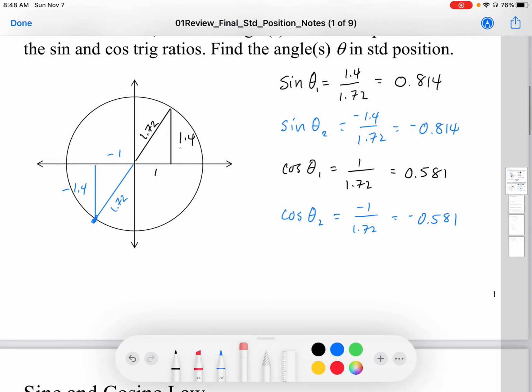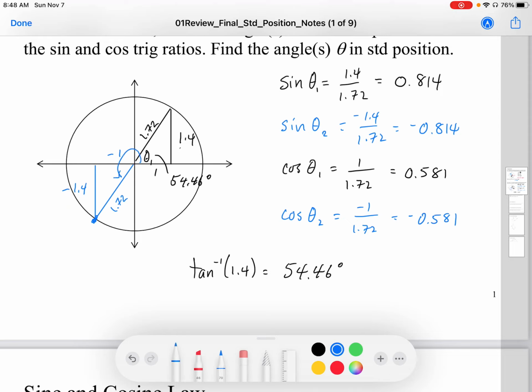Now the angle theta, well, based on the tan ratio of 1.4, I'm going to do an arctan on that, and doing an arctan of 1.4, we end up with 54.46 degrees. Okay, so that angle here would be our theta 1 angle in quadrant 1. That one is 54.46 degrees.